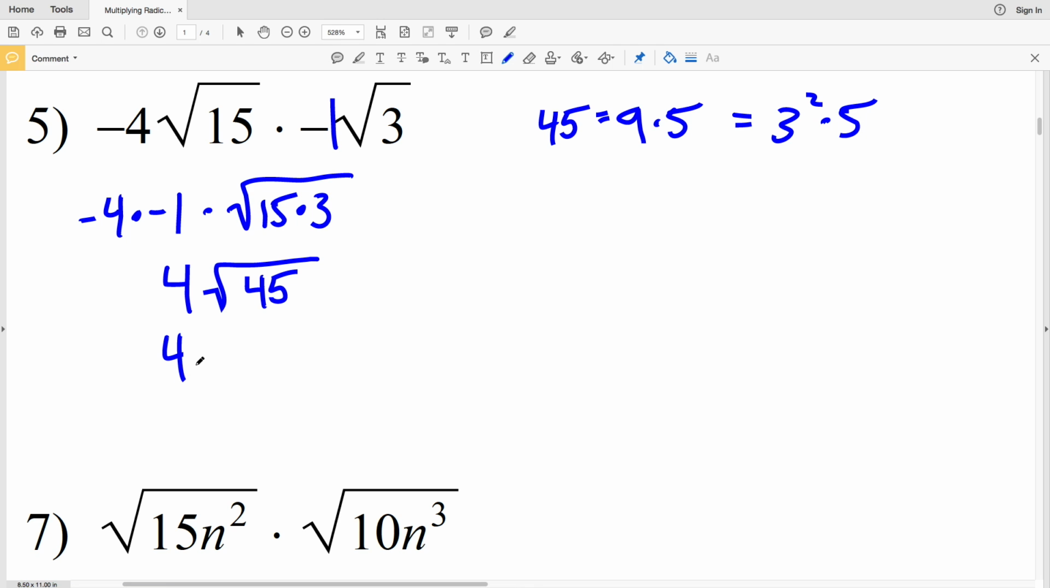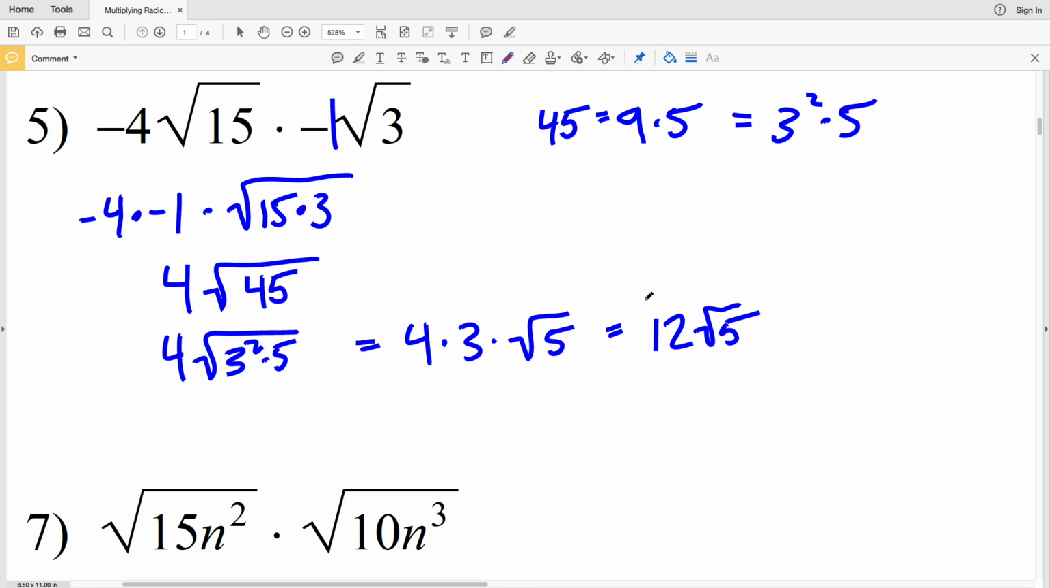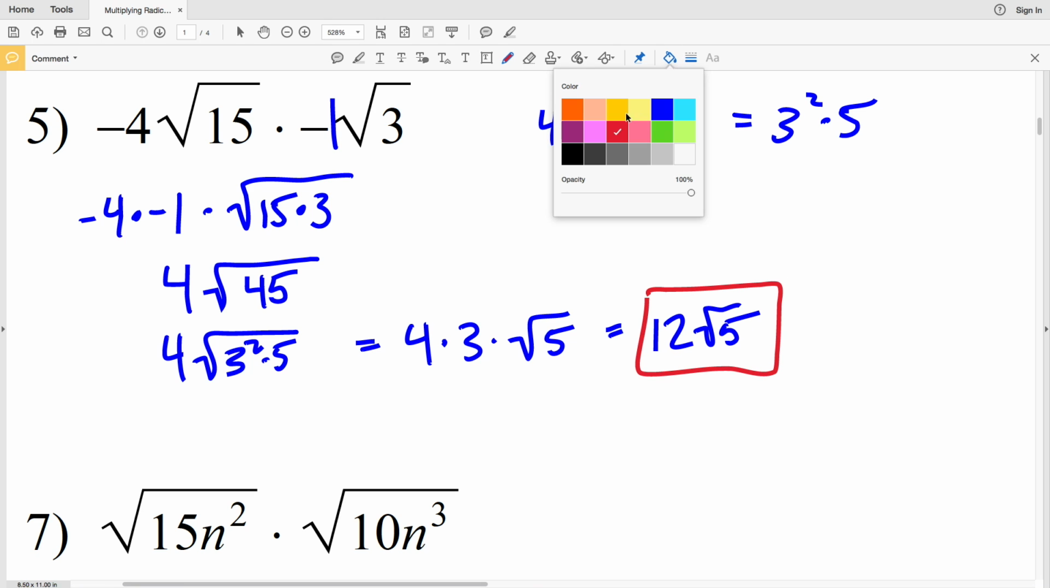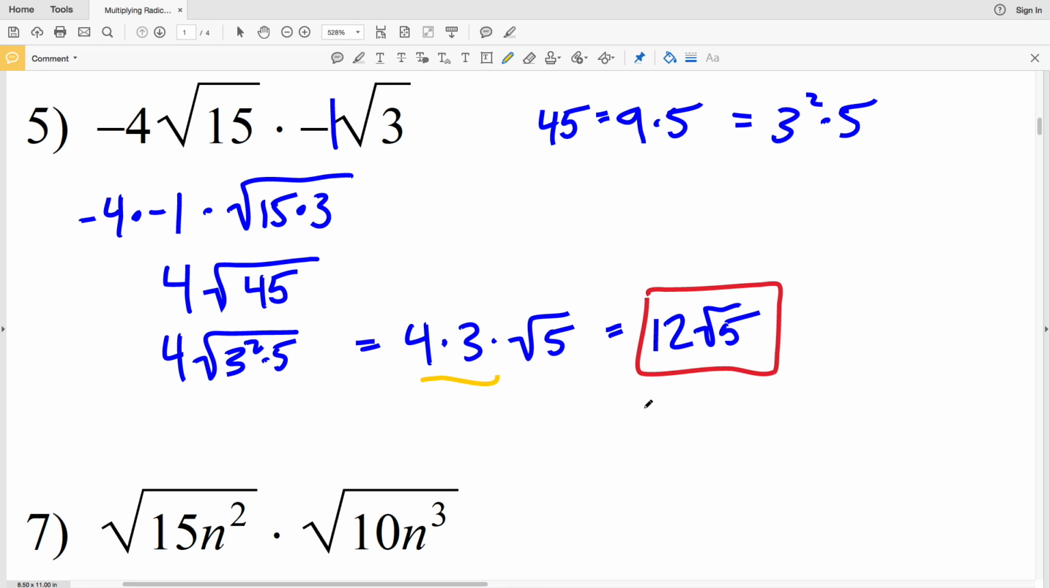So I'll have 4 times the square root of 3 squared times 5. And I'll be able to pull out that 3 to get 4 times 3 times the square root of 5, and 4 times 3 we know is 12. So 12 times the square root of 5 is my solution in number 5. And again, that's because that square root cancels out this exponent of 2, so I can pull out my base of 3. 4 times 3 is 12, and then I'll have 12 times the square root of 5 as my solution.